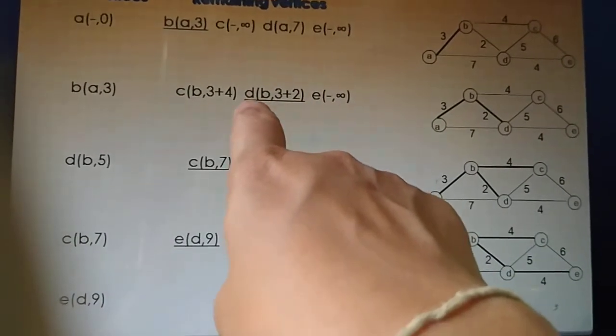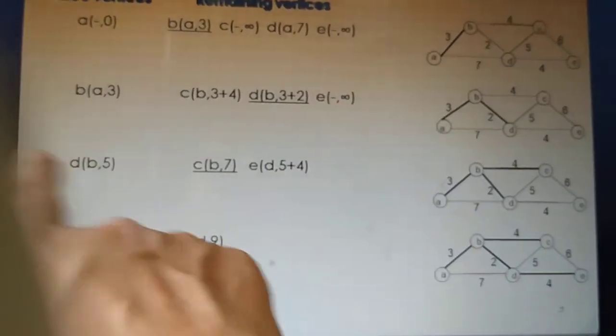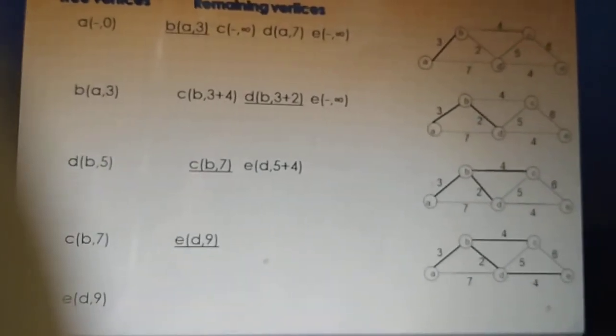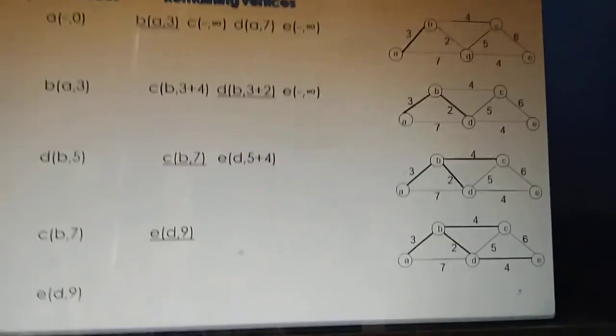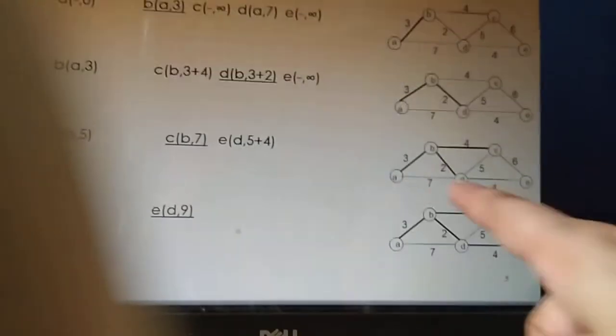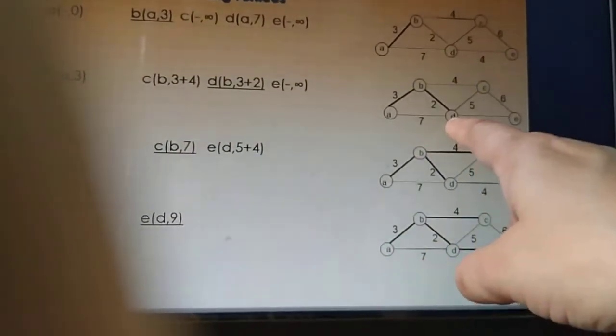So the next vertex you are selecting is D. So it is U. What is D of U? It is nothing but 5. Now through this D, can I reduce the further distance? You check. Okay. Through D, can I reduce any other distance?